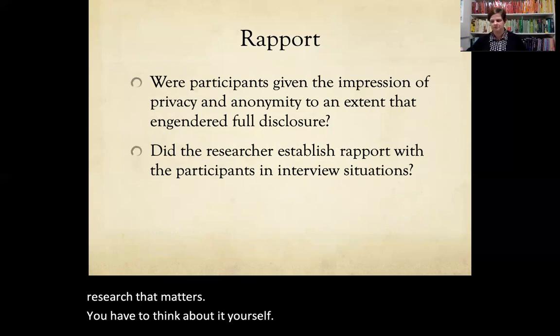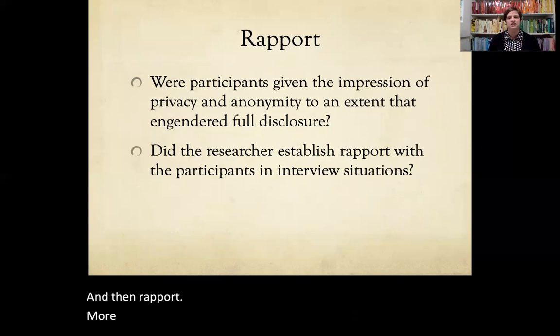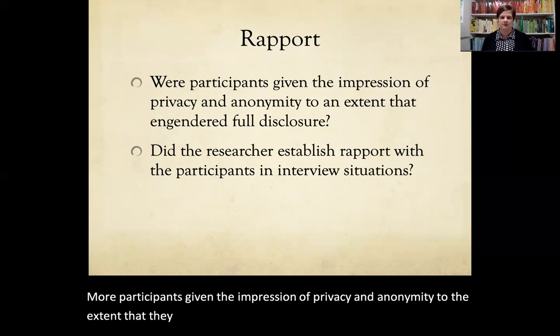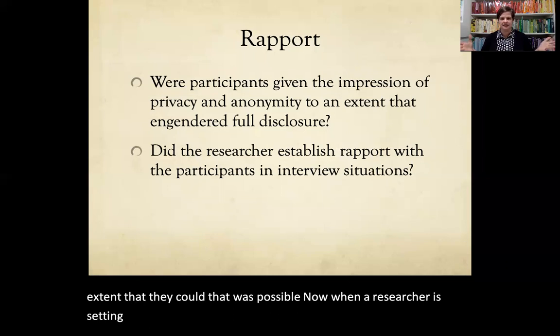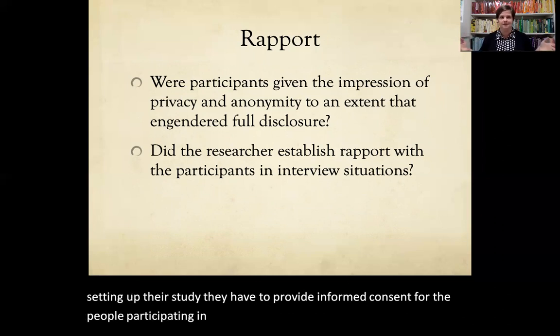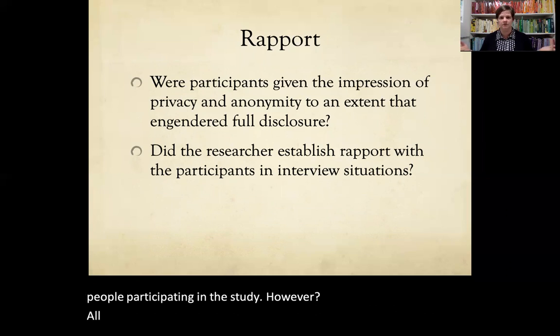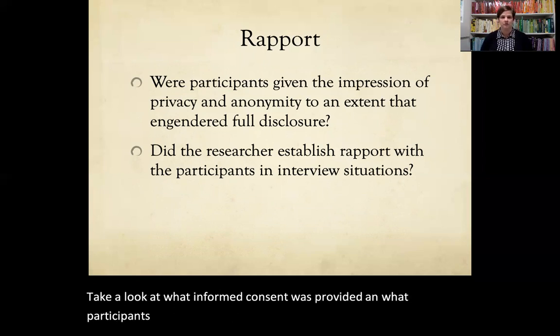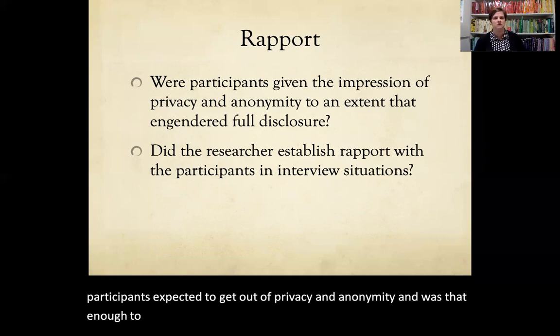And then rapport. Were participants given the impression of privacy and anonymity to the extent that that was possible? Now, when a researcher is setting up their study, they have to provide informed consent for the people participating in the study. However, all things are not created equal. Take a look at what informed consent was provided and what participants expected to get out of privacy and anonymity. And was that enough to allow them to fully disclose?